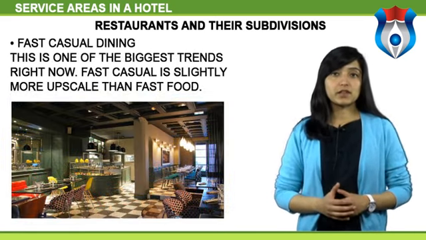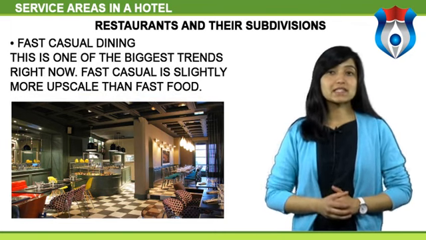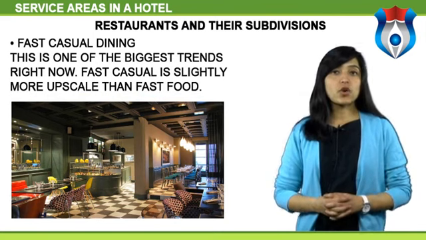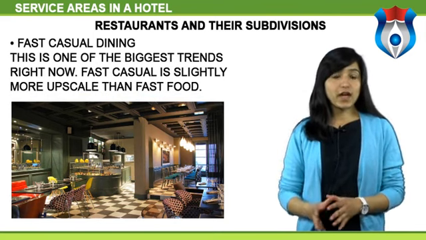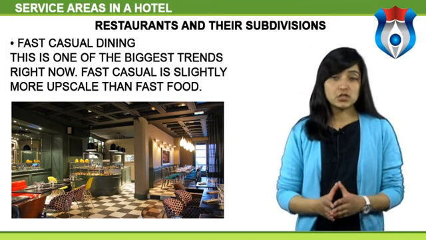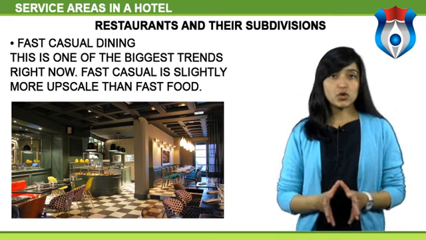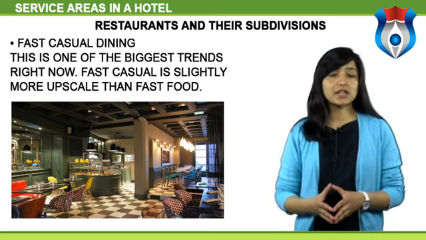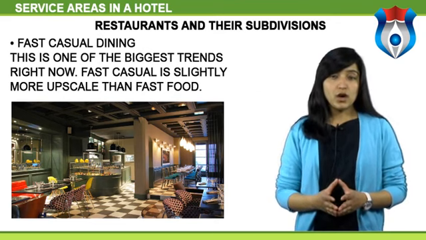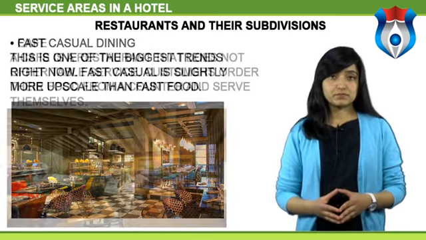Fast casual dining. This is one of the biggest trends right now. Fast casual is slightly more upscale than fast food. Fast casual restaurants offer disposable dishes and flatware, but their food tends to be presented as more upscale, such as gourmet breads and organic ingredients. Open kitchens are popular with fast casual chains, where customers can see their food being prepared. Boston Market is classified as fast casual.